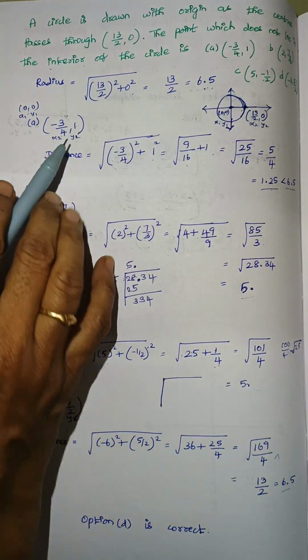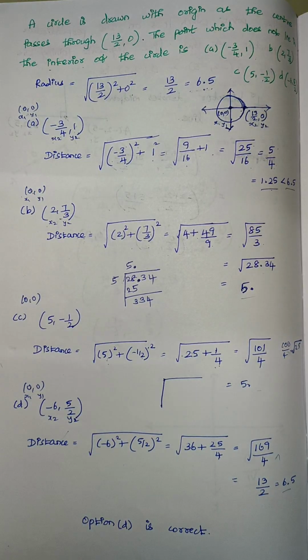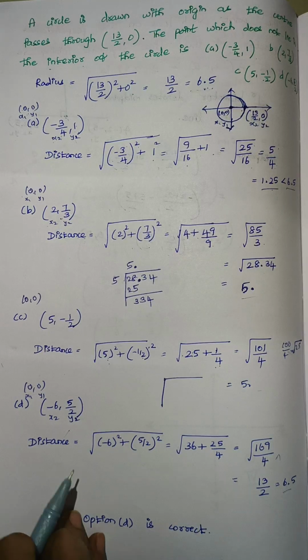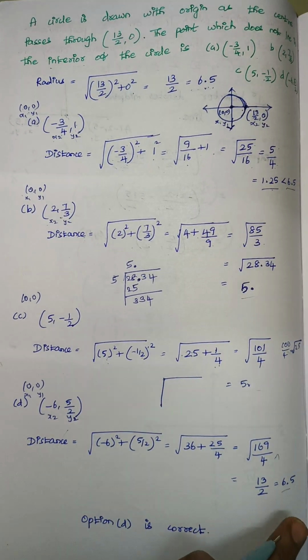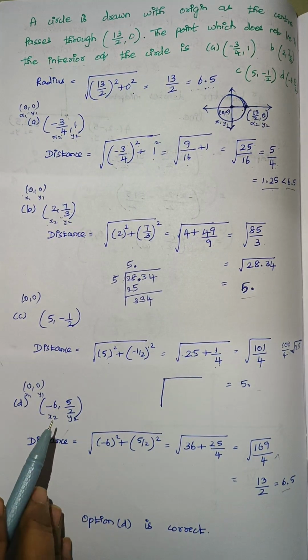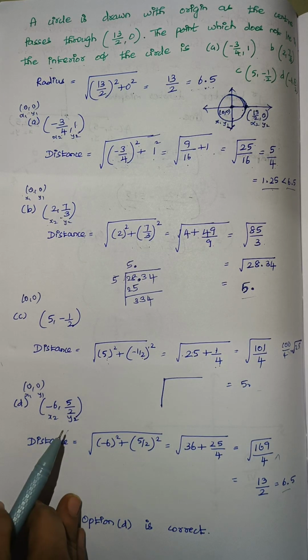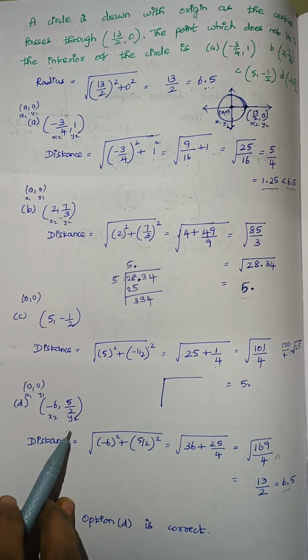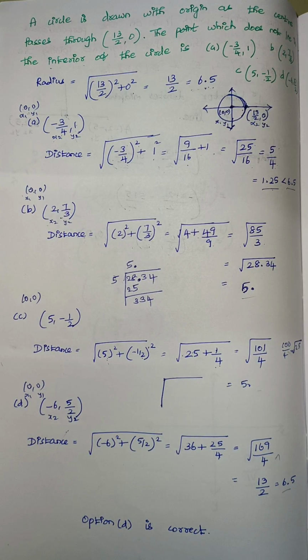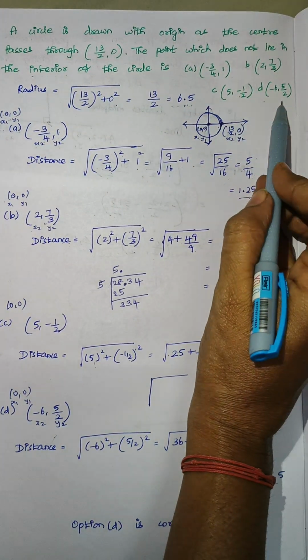You see all the 3 points have a value which is less than 6.5, but this point has exactly the value of 6.5. Therefore this point D lies outside the circle, or in other words, this point does not lie in the interior of the circle. Therefore our option D is the correct one.